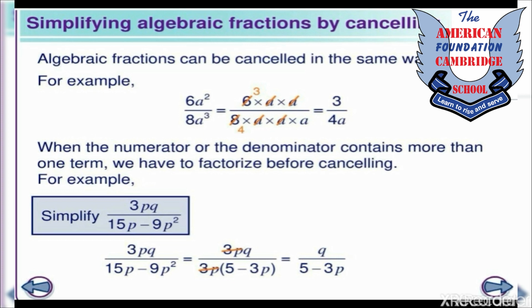How are you going to factorize it? You are going to write 3pq in the numerator as it is. In the denominator, you are supposed to extract the common factor 3p. You will have 5 minus 3p inside the bracket after extracting the common factor. 3p can be cancelled. Your answer will be q upon 5 minus 3p.